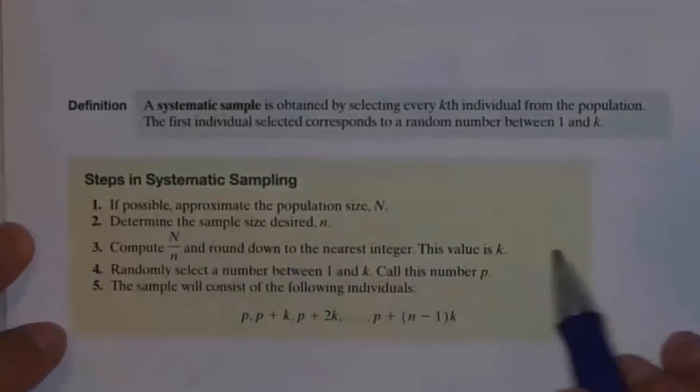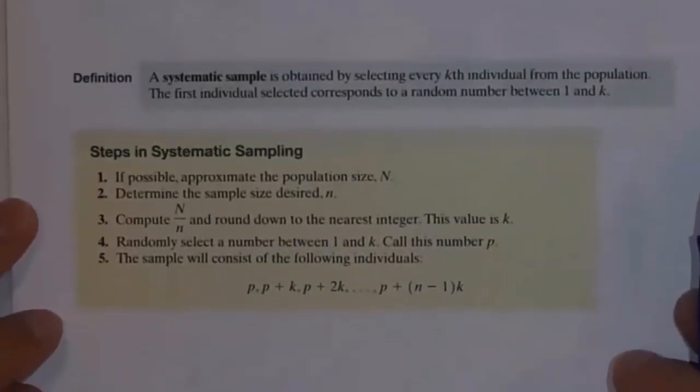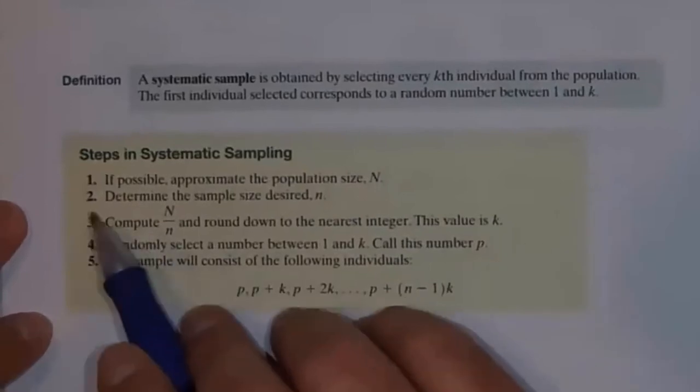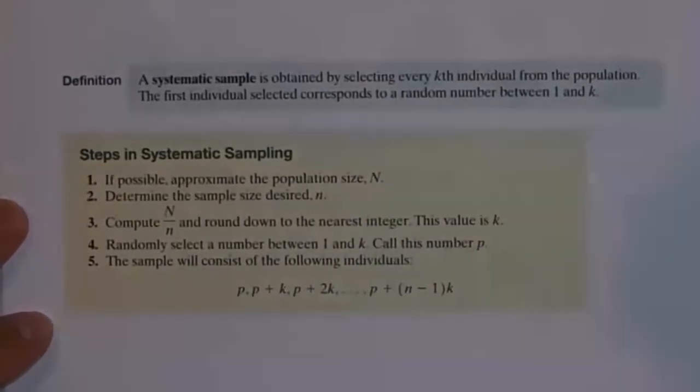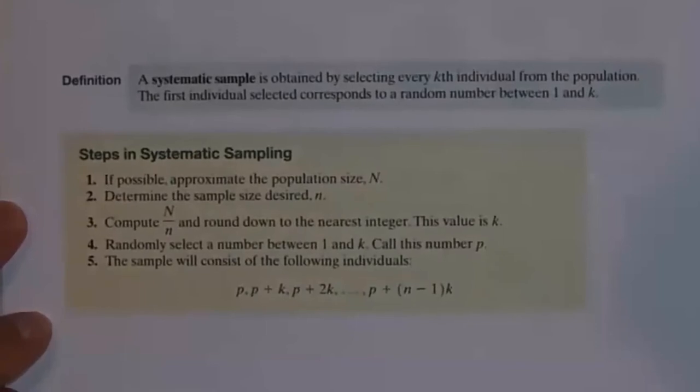So the steps involved in doing a systematic sample: if possible, approximate the population size. So that's what I was saying about the grocery store problem there, right? If I know that I'm going to have about 3,000 customers in a day, then that's going to be my population size for that day. It's going to be around 3,000, okay?